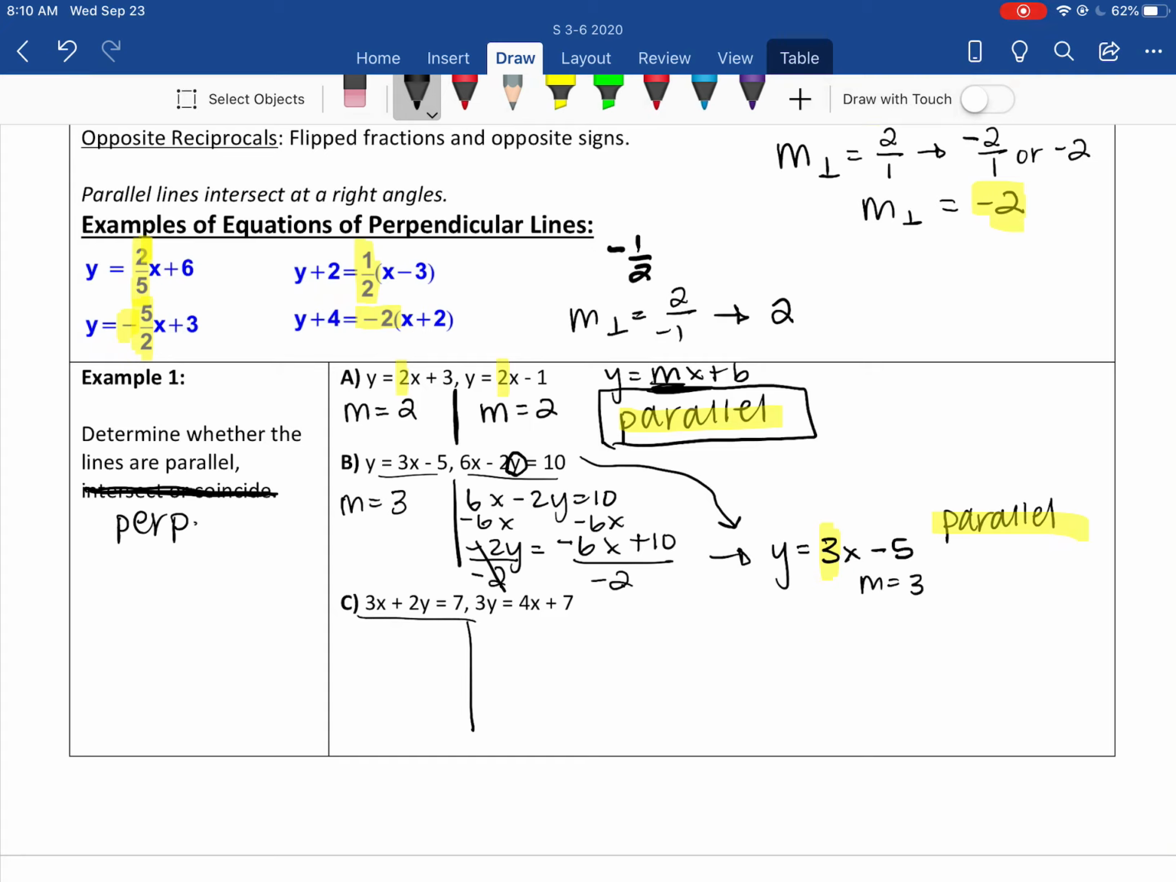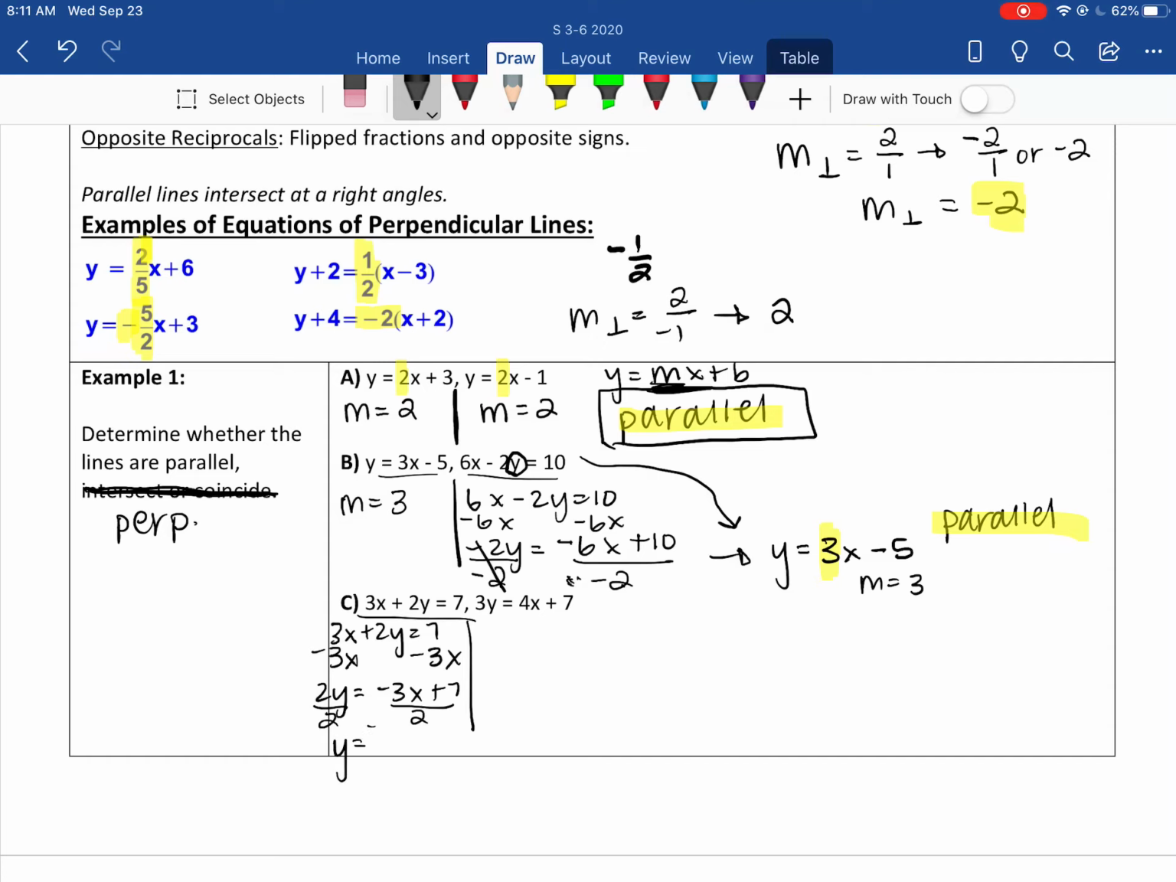All right, last one. I need to find the slope of this first line. So again, same idea that we did up here. We're going to have to manipulate this and move this over. So you have 3x plus 2y equals 7. So I'm going to move the 3x over. So you get 2y equals negative 3x plus 7.